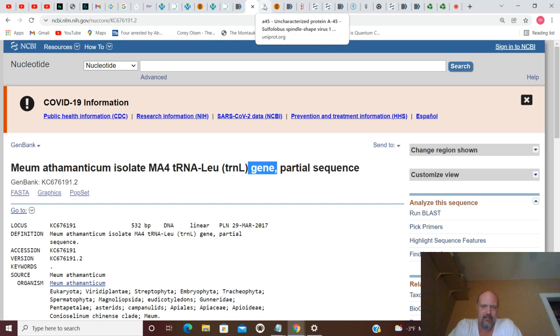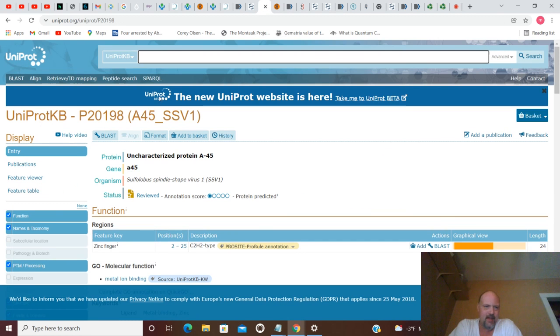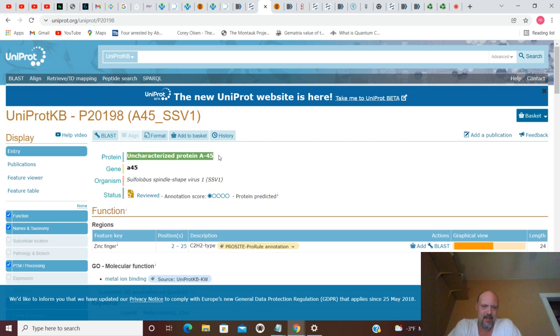If we move on from that, you have A45. And A45, how about UniProt KB P20198, A45_SSV1, gene A45. So A45 gene and protein, uncharacterized protein A45. So the A45 gene deals with proteins. A45 protein. Imagine that. More protein coding genes.